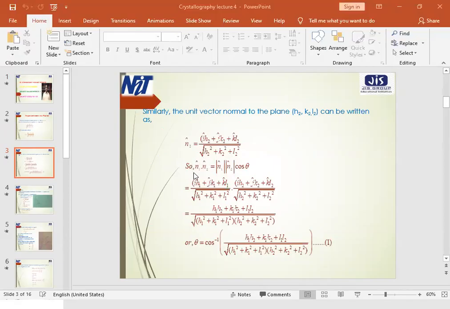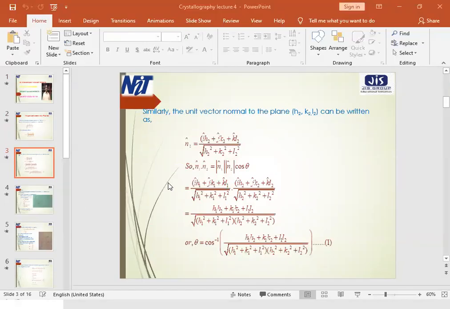So the dot product of these two unit vectors will be what? The magnitude of unit vector n1 into the magnitude of unit vector n2 into cos of theta. Now we put their values. Because of that, we will be able to find that theta will be equal to cos inverse of h1 into h2 plus k1 into k2 plus l1 into l2, by under root h1 square plus k1 square plus l1 square into h2 square plus k2 square plus l2 square. Now this is the angle between any two planes.